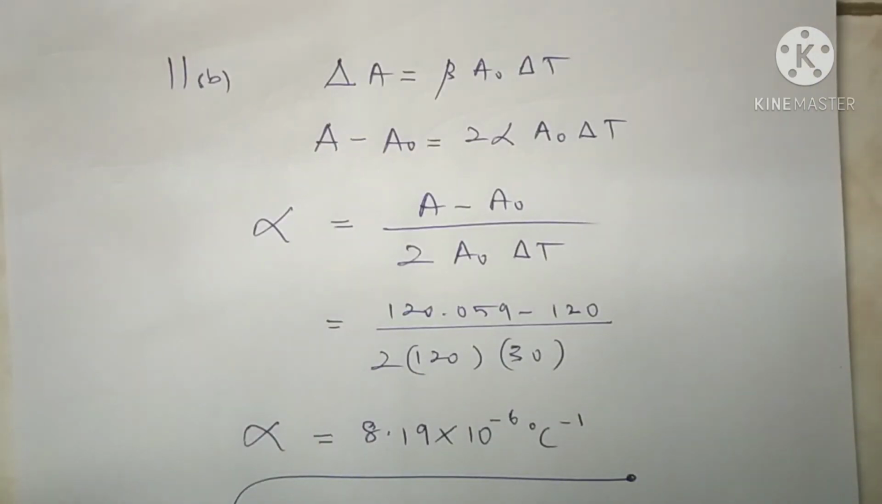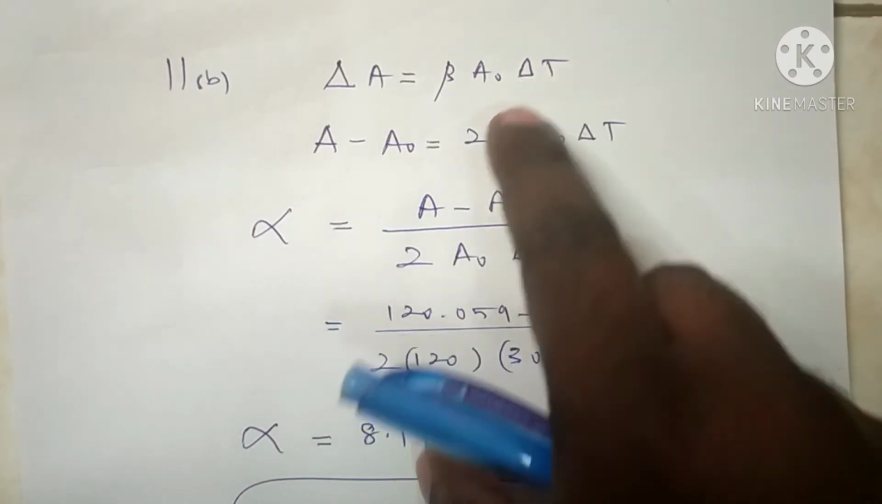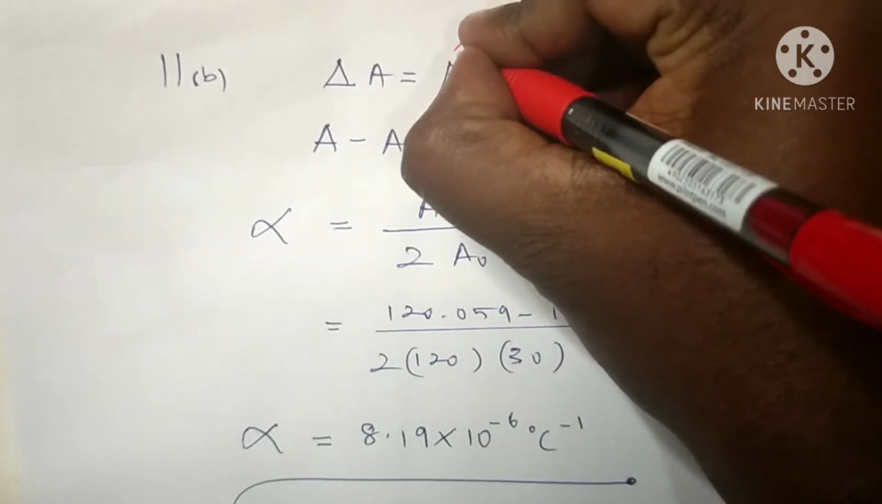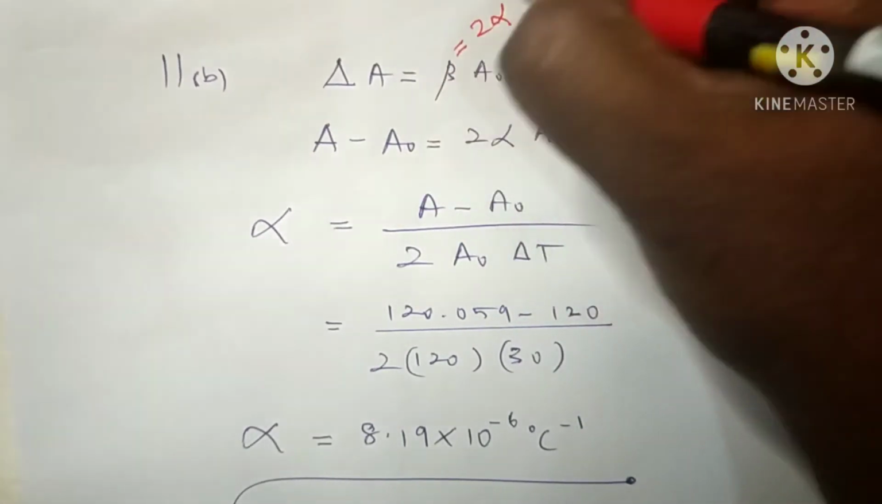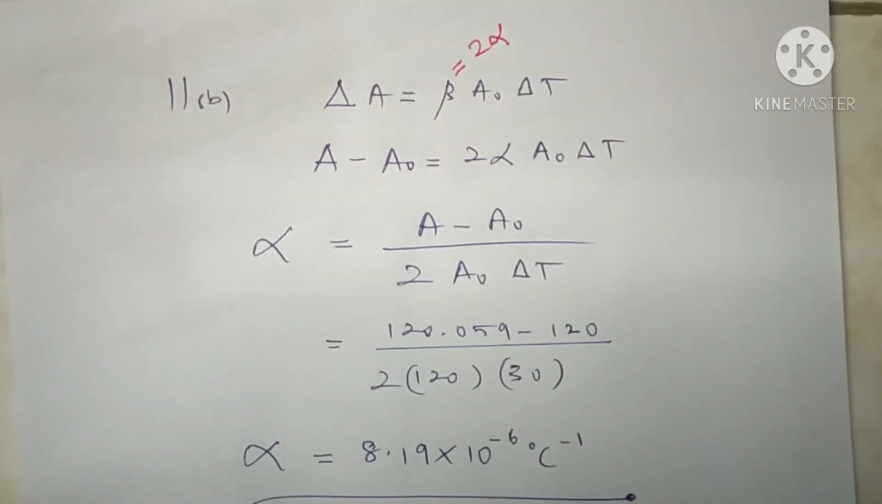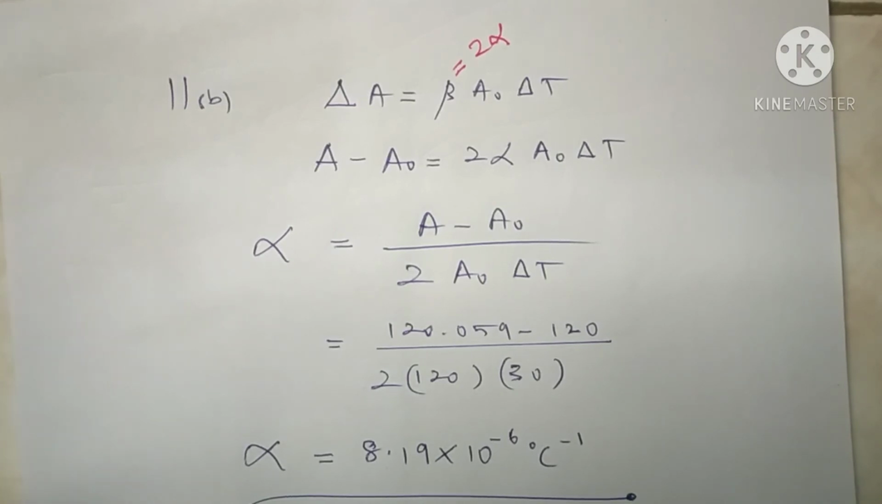And for section B, by using the formula of change of area equals beta times A naught times change in temperature, and it is crystal clear that beta equals 2 alpha. We make the coefficient of linear expansion the subject and substitute all the values accordingly into this formula. Finally you will get the coefficient of linear expansion is 8.19 times 10 to the power of negative 6 per degree Celsius. Simple like a bubble without giving you any trouble.